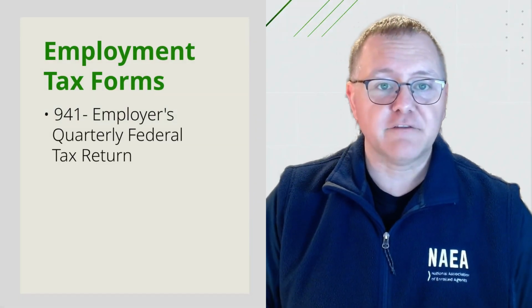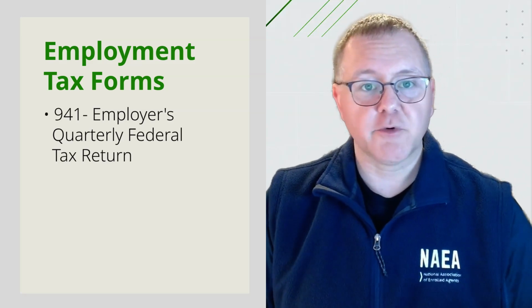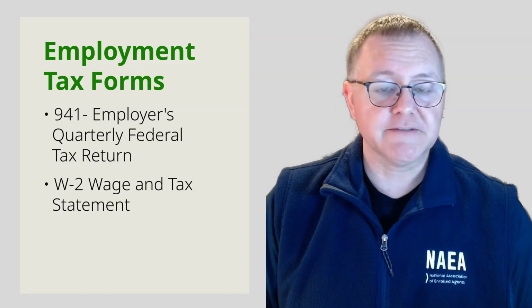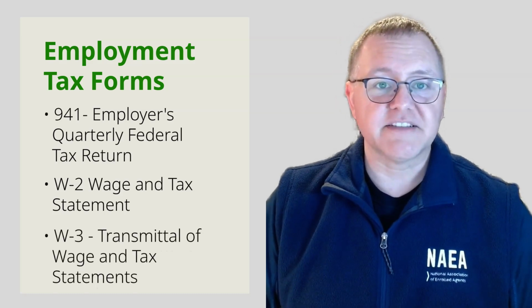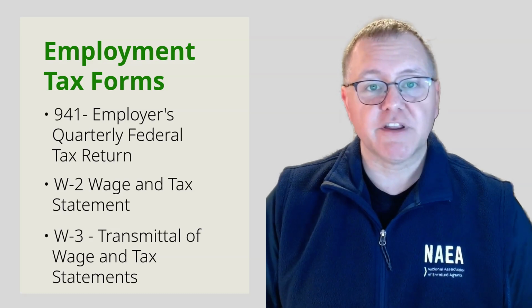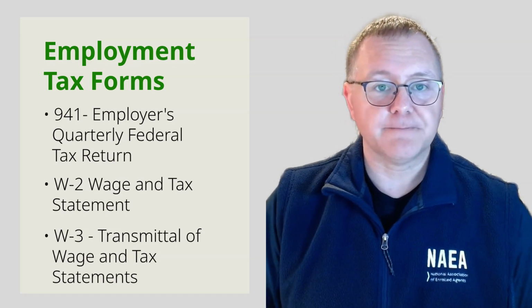If your business has employees, including you in some cases, you'll need to deal with employment tax forms. These include Form 941 for quarterly reporting of income tax, Social Security, and Medicare withholdings, W-2 forms for each employee showing wages and withholdings, and Form W-3 to summarize all of the W-2s that you've issued. Most of these are due on January 31st following the tax year, but Form 941 is filed quarterly.